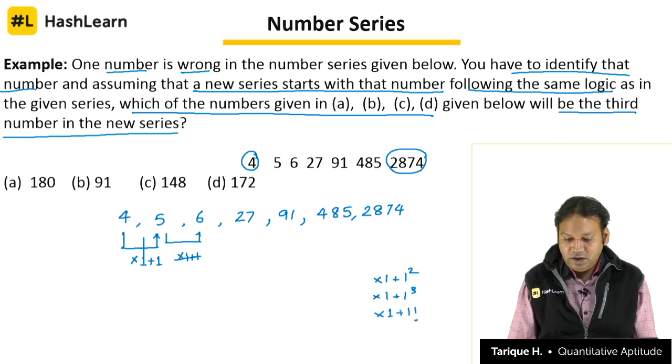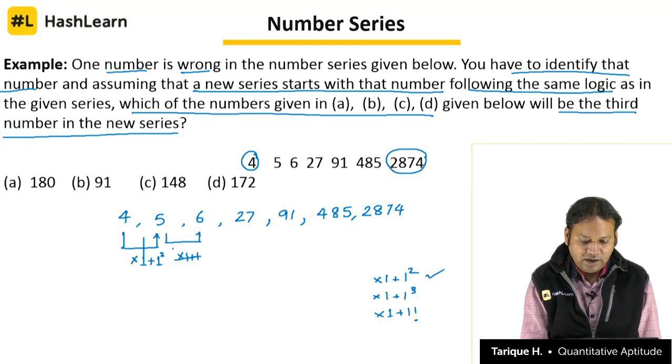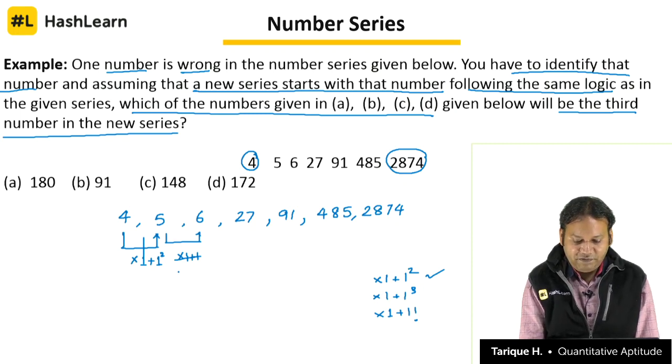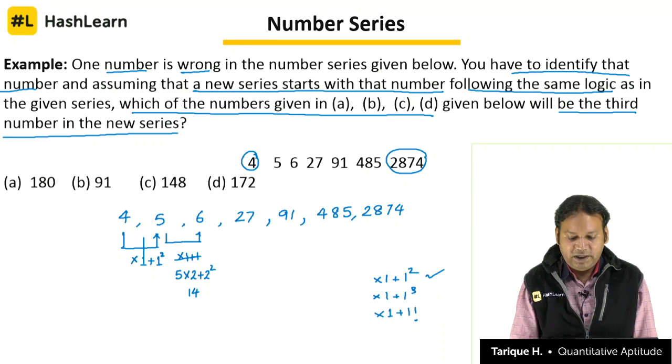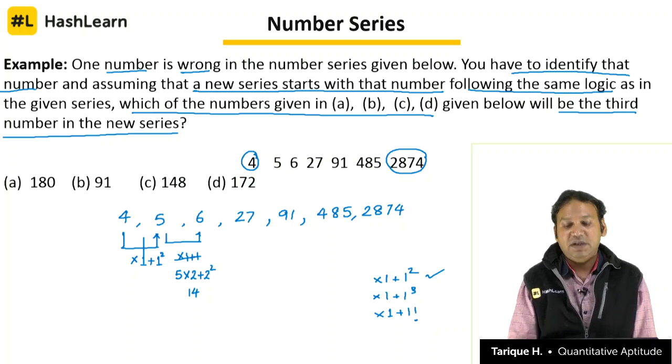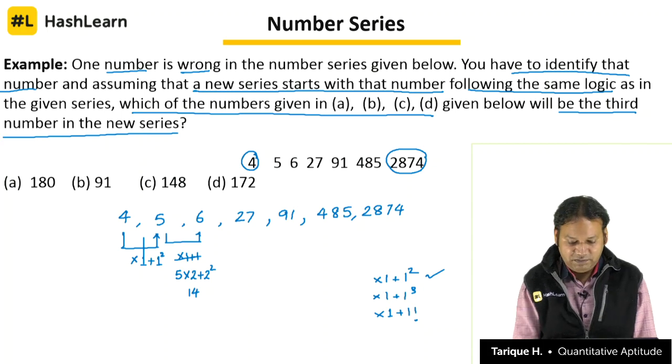Understanding? So into 1 plus 1 square, let's try with this first. 4 into 1 plus 1 square is 5, then the next number should be 5 into 2 plus 2 square, and 5 into 2, 10 plus 2 square is 14, but this number is 6. It's not 14, and even if 6 is the wrong number, because understand the series is a wrong number series, and I place 14 there, then 14 into 3 plus 3 square will definitely not be 27. So that means this logic is not right. So what can be done?